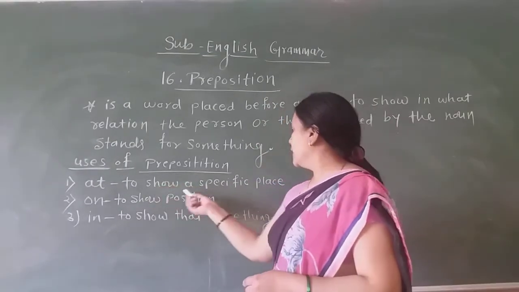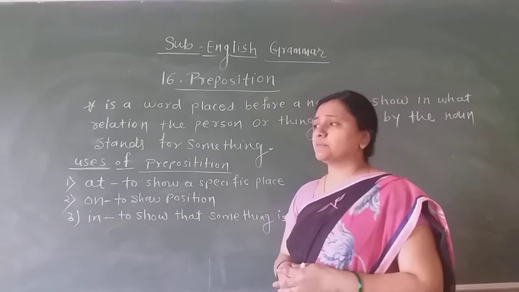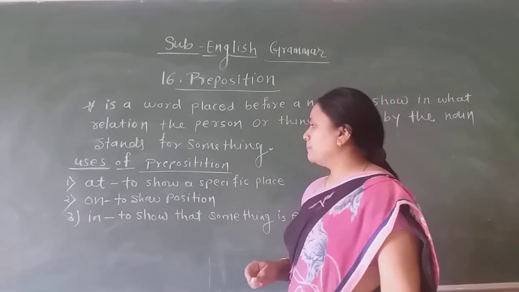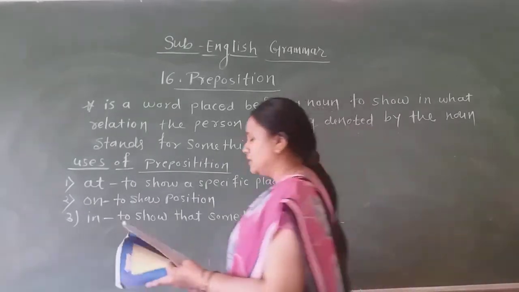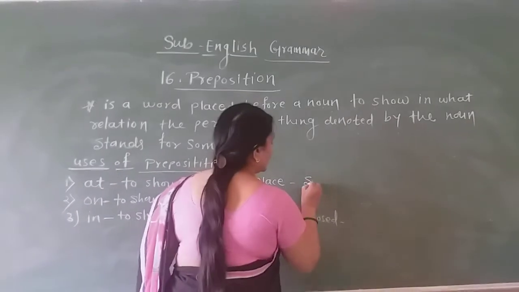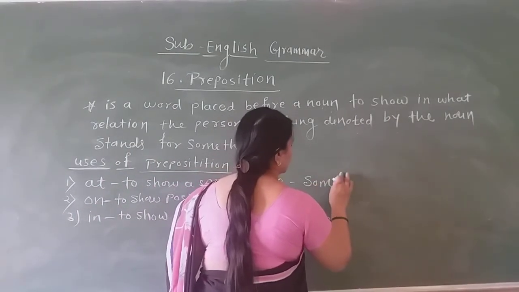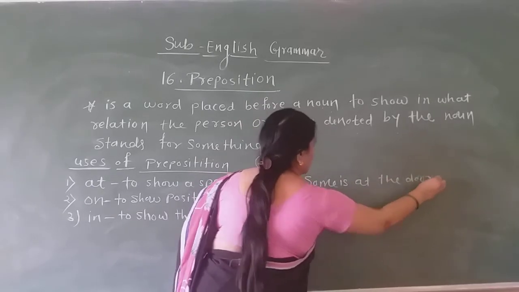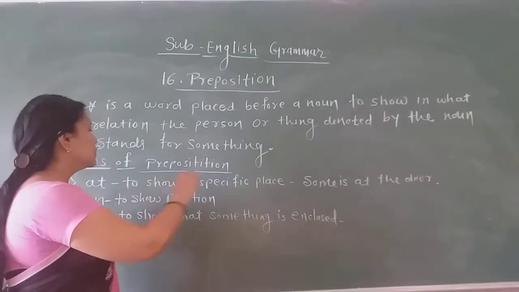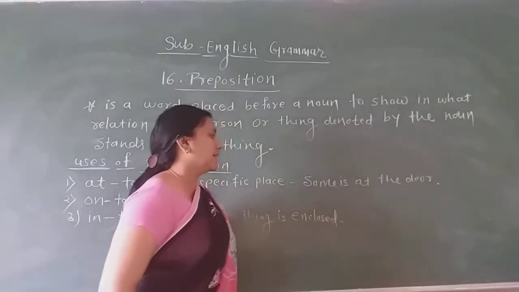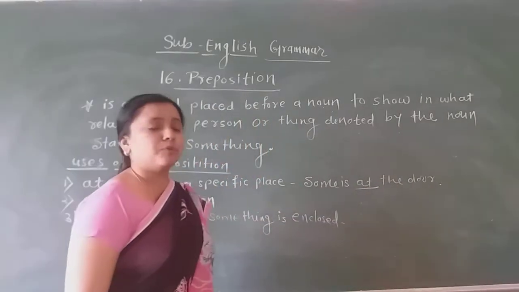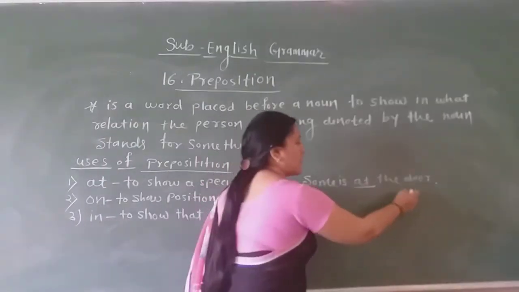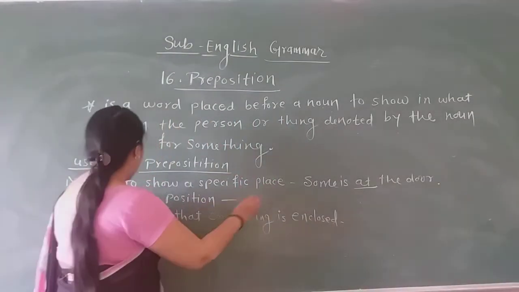At is used to show a specific place. एक specific place को अगर जब हमें describe करना है, so we can use the preposition at. For example, someone is at the door. We are showing a specific place. एक specific place हम बता रहे हैं. That's why we have used the preposition at here. And as per the rule, prepositions are used before the noun. Now let me see the next one.